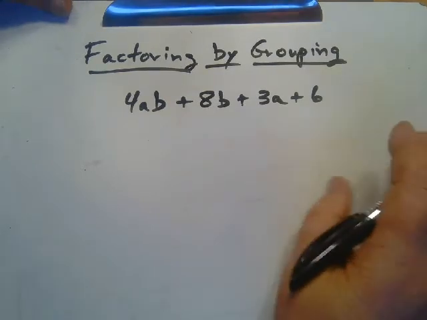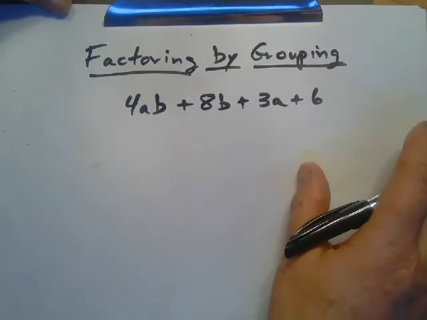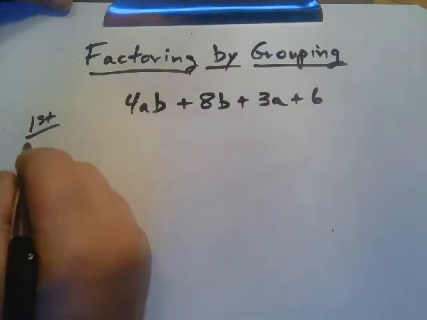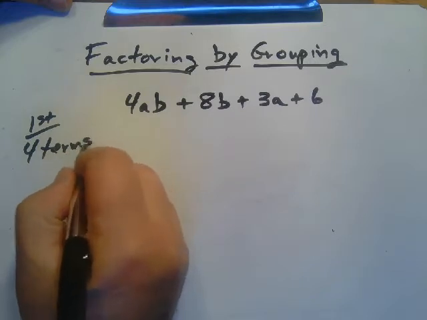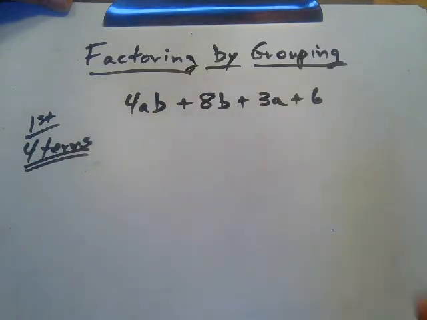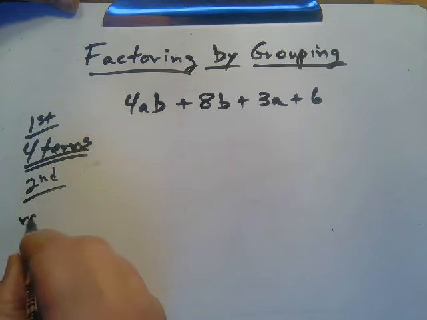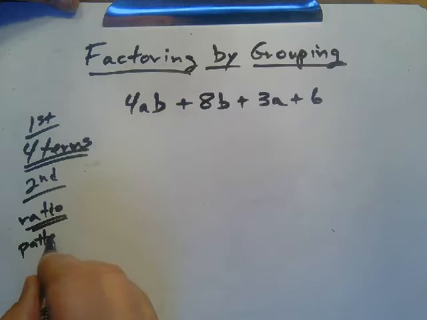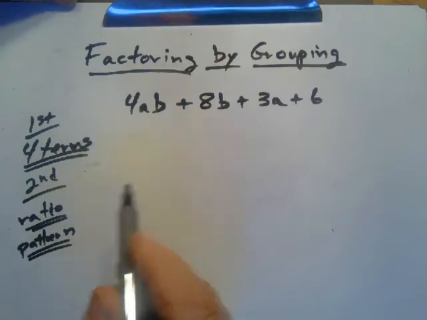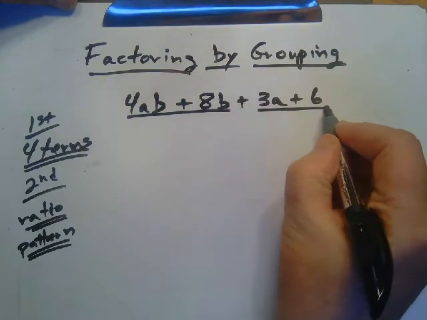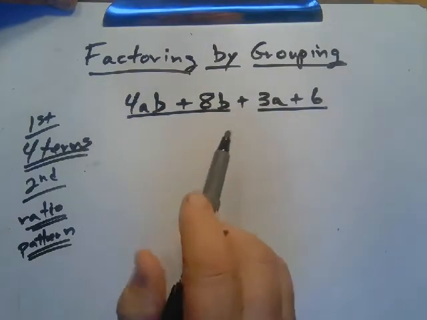But there's a couple things that will help me recognize when I can factor by grouping. The first item you want to look at is: are there 4 terms in the problem? 1, 2, 3, 4. If there are 4 terms in the problem, then it causes us to ask the second question: do we see a ratio pattern? Let me show you what I'm talking about here. I'm going to underline the first group, and I'm going to underline the second group of 2.